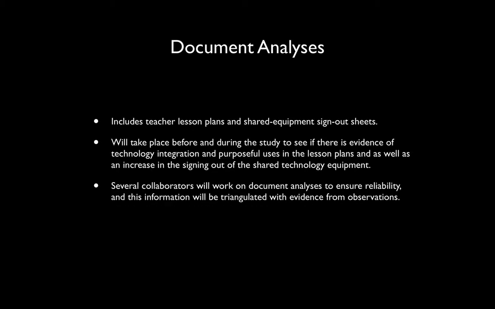Document analyses, including lesson plans and shared equipment sign-out sheets, will be conducted as well. They will take place before and during the study to see if there is evidence of technology integration and purposeful uses in the lesson plans, as well as an increase in the signing out of the shared technology equipment. Several collaborators will work on the document analyses to ensure reliability, and this information will be triangulated with evidence from observations.